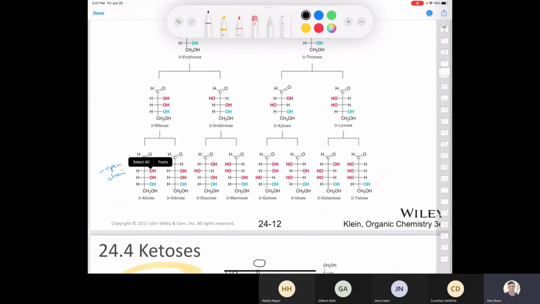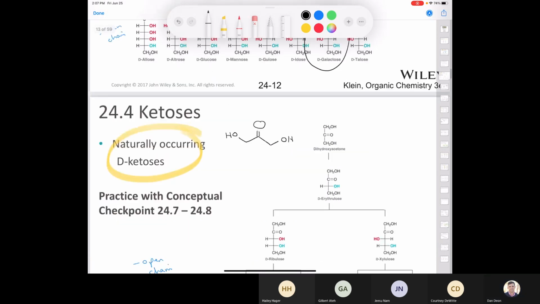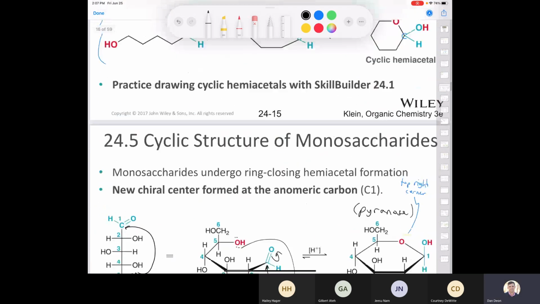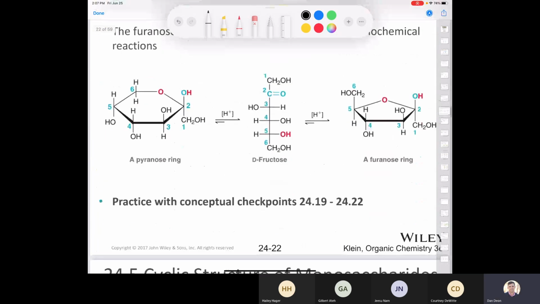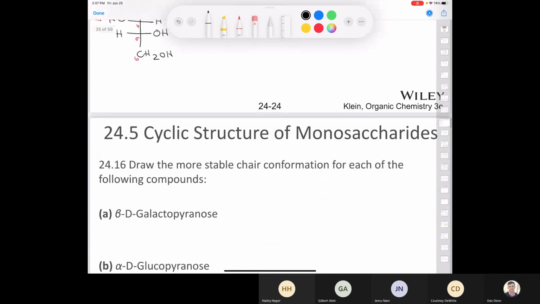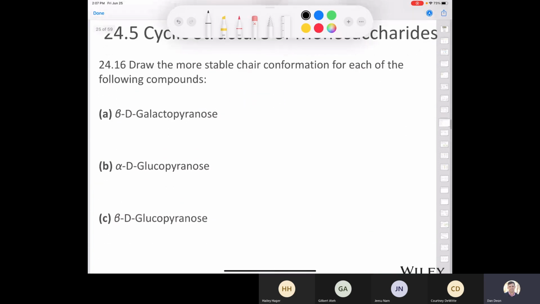Anybody recognize it? It's D-galactose. So let's go back here and we'll pencil it in. Come on, where am I? There you go. It is D-galactose.